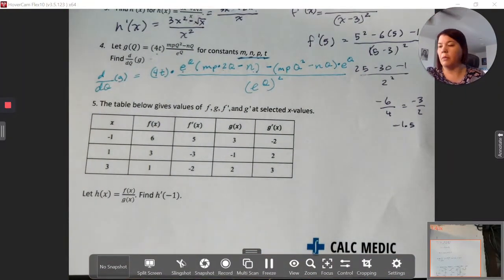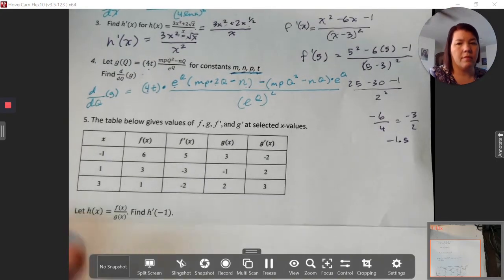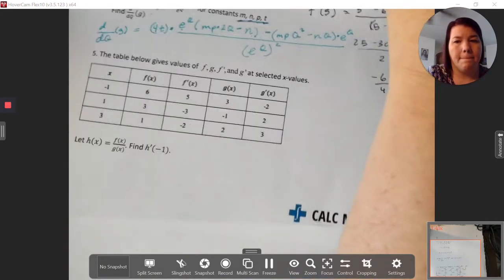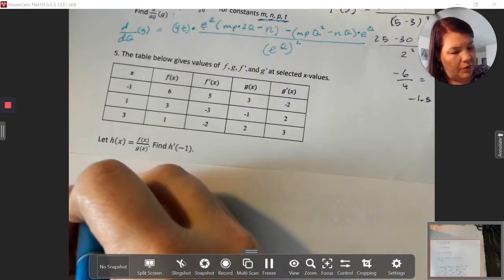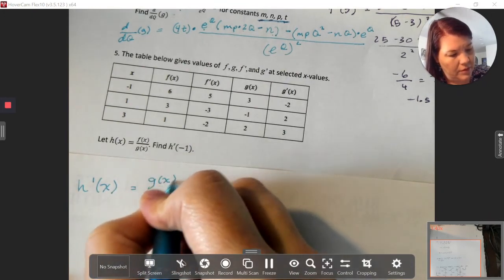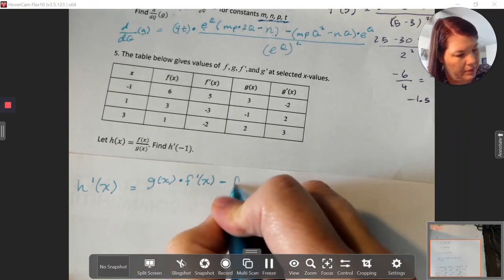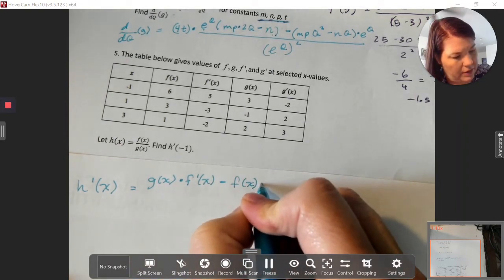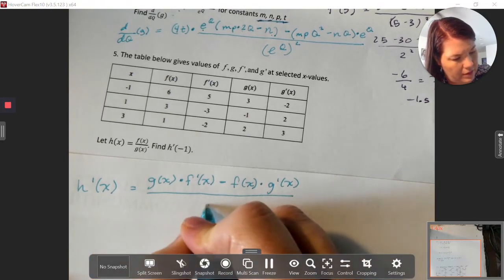And the table below gives these values. Find this. Okay. We need to find h prime of 1. So in order to start, we'll just find h prime of x, which is equal to down, d up, minus up, d down, all over down squared.